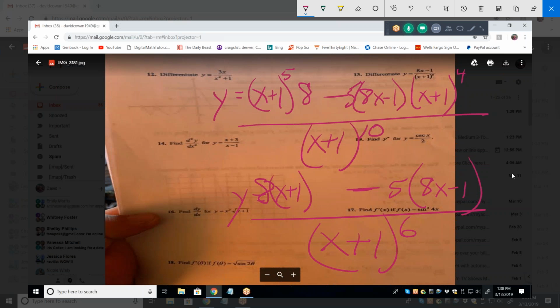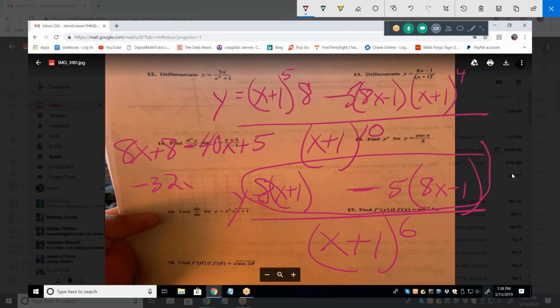And now we can simplify that, as we have 8x plus 8 minus 40x plus 5, which is minus 32x plus 13 on top, x plus 1 to the 6th on the bottom. Okay, I think that's the answer.